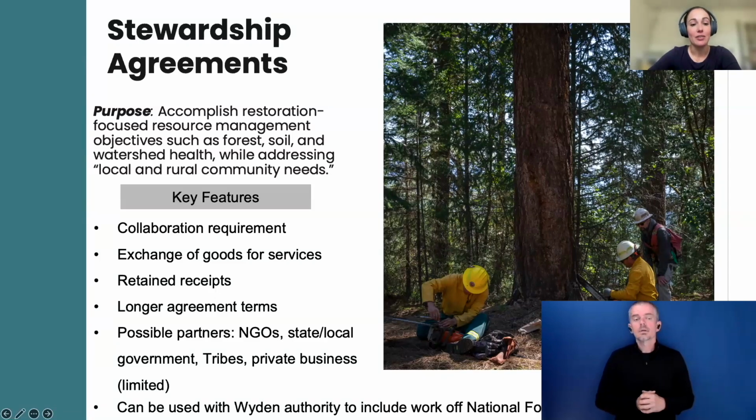And lastly, with Wyden Authority use, we discussed Wyden Authority a little bit earlier in relation to participating agreements. Well, stewardship agreements can also incorporate the Wyden Authority to allow for stewardship projects that include work both on and off National Forest System lands, as long as there's an overall benefit to National Forest System lands. We wanted to bring that up again, knowing that cross-boundary work was a particular interest that we heard among several webinar registrants today. And incorporating the Wyden Authority into stewardship agreements unlocks that cross-boundary capability.